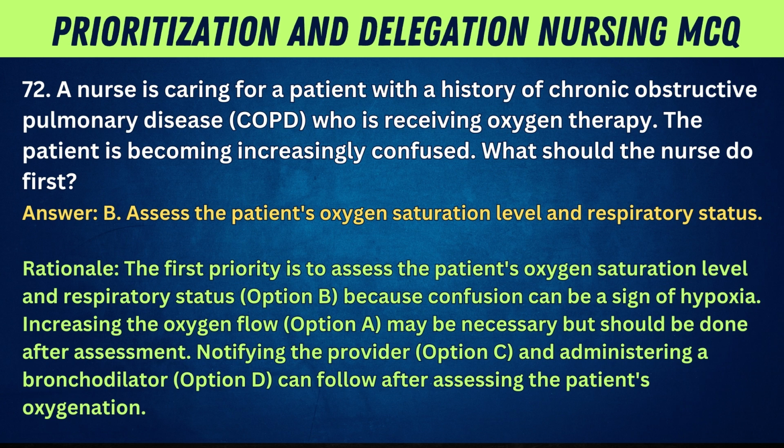Rationale. The first priority is to assess the patient's oxygen saturation level and respiratory status, option B, because confusion can be a sign of hypoxia. Increasing the oxygen flow, option A, may be necessary but should be done after assessment. Notifying the provider, option C, and administering a bronchodilator, option D, can follow after assessing the patient's oxygenation.